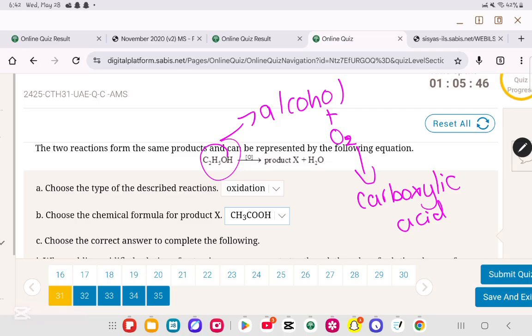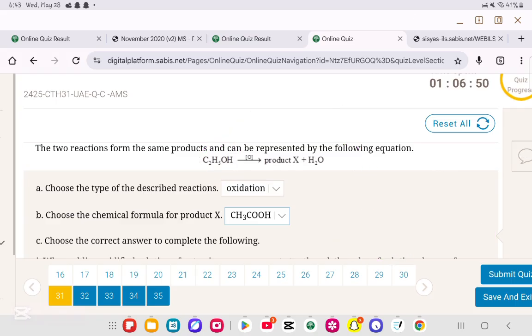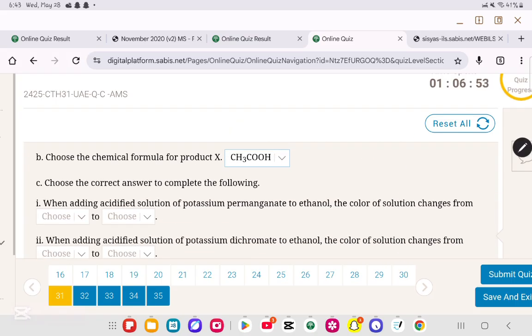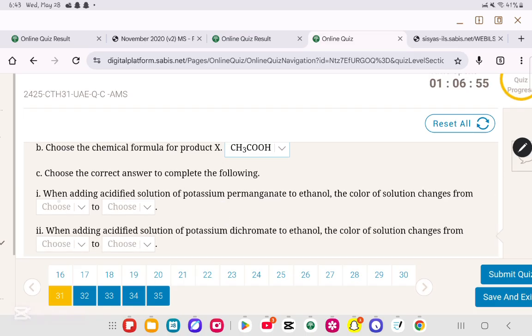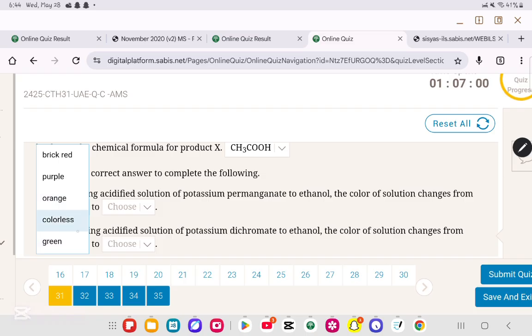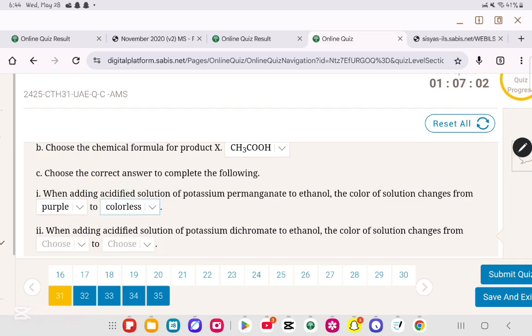And what is the formula for carboxylic acid? It is CnH2n+1 COOH. Okay? Now we move on to the next step. This you have to memorize by heart. Whenever you see potassium permanganate, you should know that the color changes from purple to colorless. Whereas, whenever you see potassium dichromate, you should know that the color changes from orange to green.